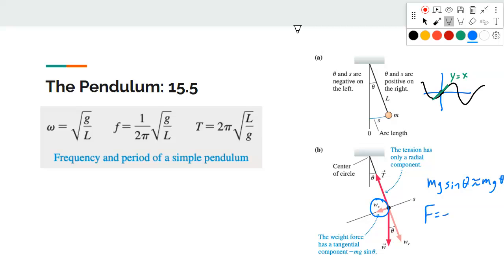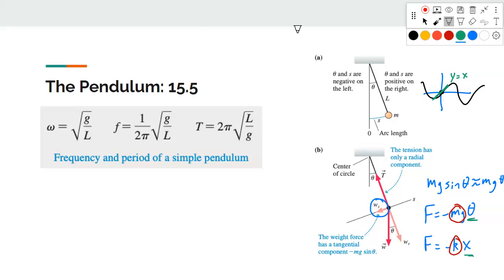So at the end of the day, we can write down a restoring force, negative mg theta, which looks really similar to Hooke's law, negative kx. You can see here that this mg is replacing this k, and that this theta is replacing this x. Okay.